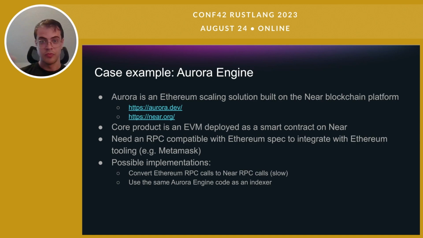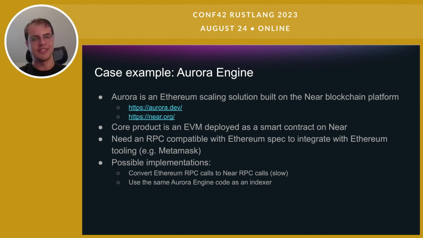So at Aurora, we made use of these ideas, like I've been saying, to make an indexer out of a smart contract. So what is Aurora? Aurora is an Ethereum scaling solution built on top of the Near blockchain platform. I've got a couple links up on the slide if you want to read more about that and dig deeper. That's available. But for today's story, the part that is most important is Aurora's core product is this EVM, the Ethereum virtual machine we talked about before, but it's deployed as a smart contract on top of Near.